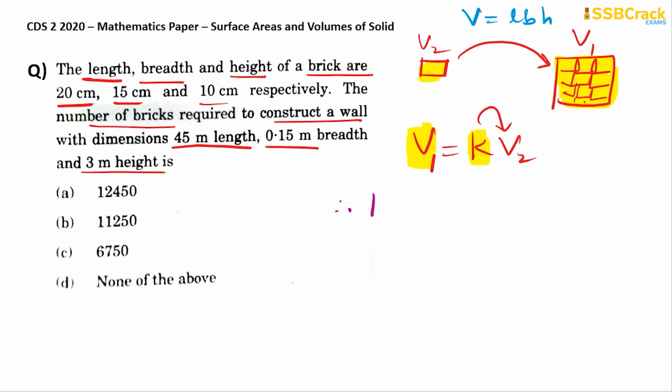So for V1, I would like to take capital L, capital B, capital H just for the notation sake, and K times V2, the volume of the brick, I would write it as small l, small b, small h. Alright, now let's substitute the values, but be careful here about the units.